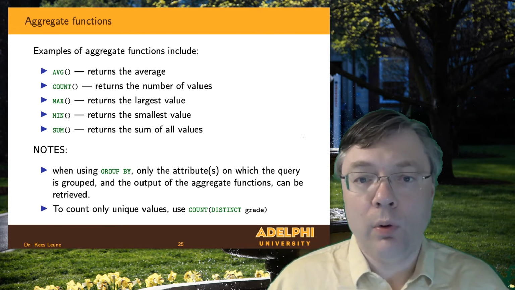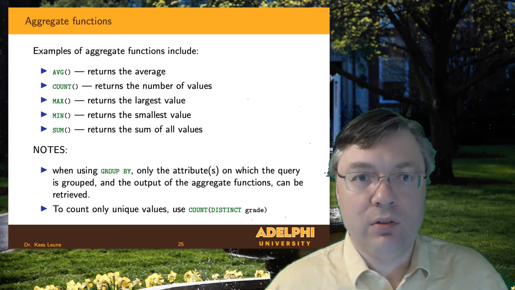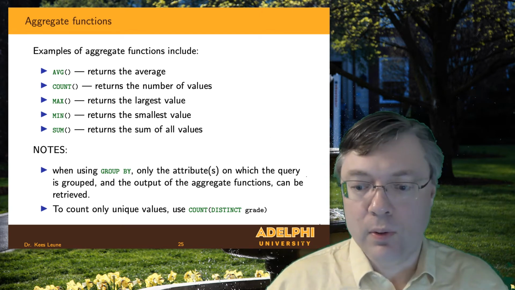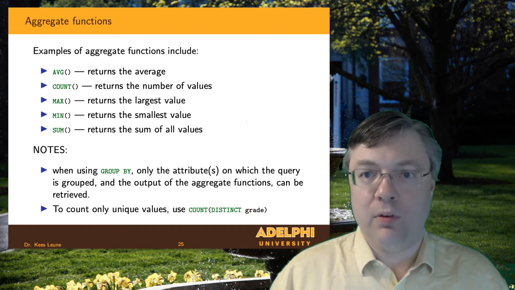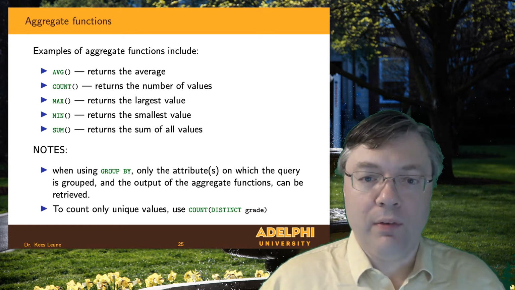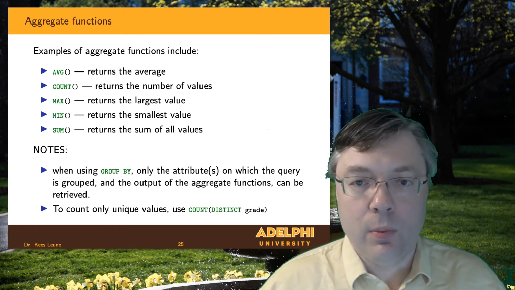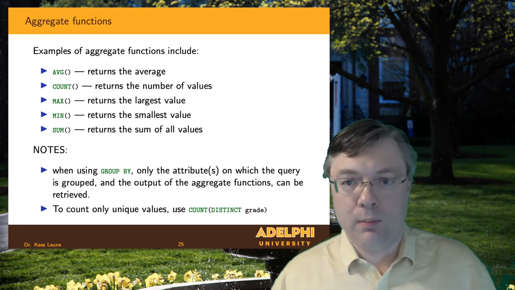If we wanted to only have the unique grades, how many different, uniquely different grades, we can use the keyword distinct in there as well. The aggregate operation understands distinct also. So having said that, let's go take a look and see what these aggregate functions mean in practice and how we do them, how the database deals with them.